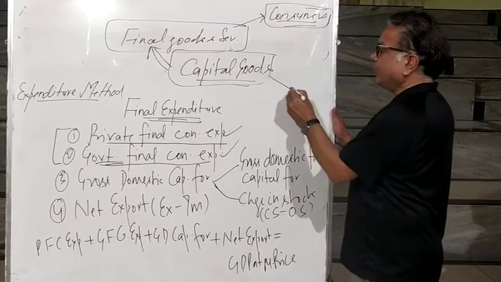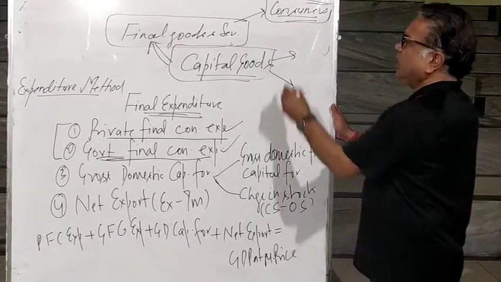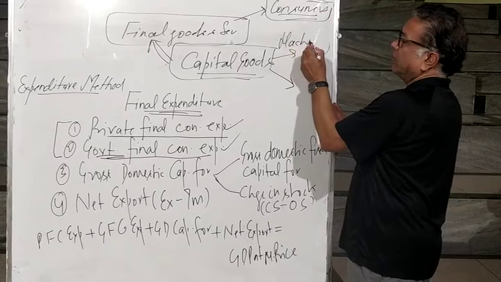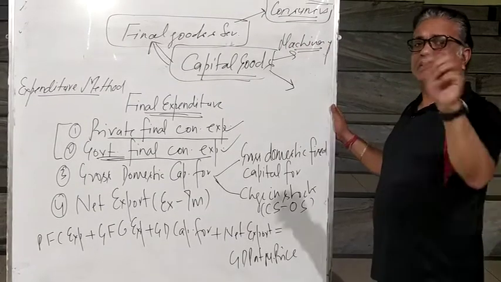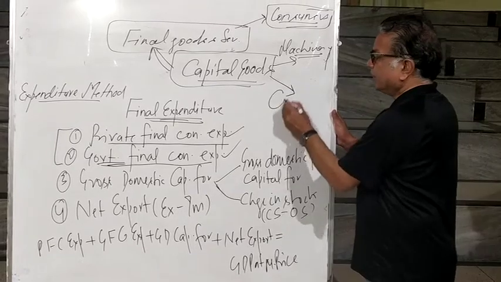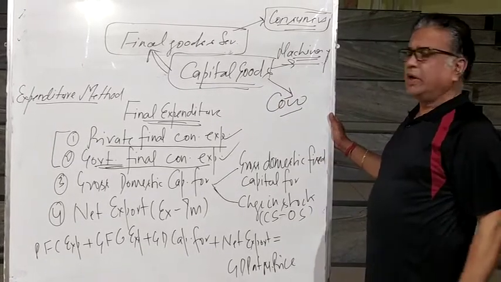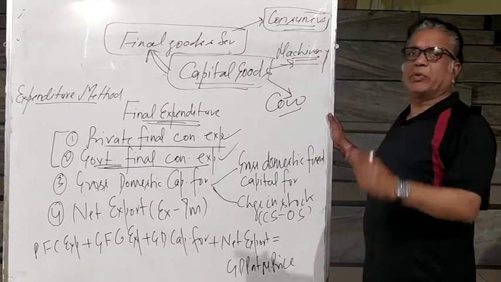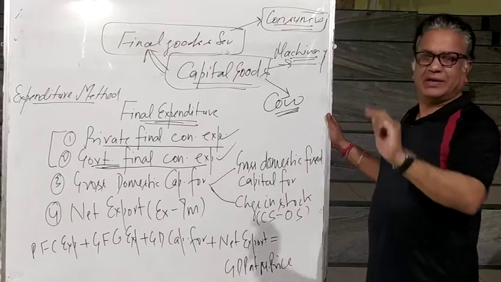Now here the capital goods are of two types. For example, machinery. This is a capital good. At the same time, in a dairy, the cow is also a capital good because both are used for production. Here through the machine, you are producing white cement. Here through the cow, you are producing milk.